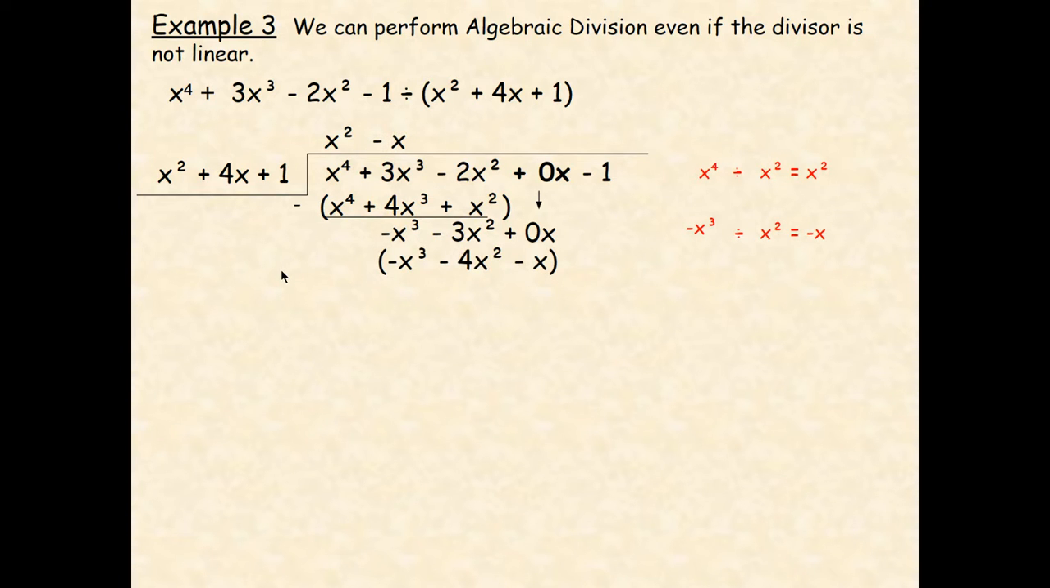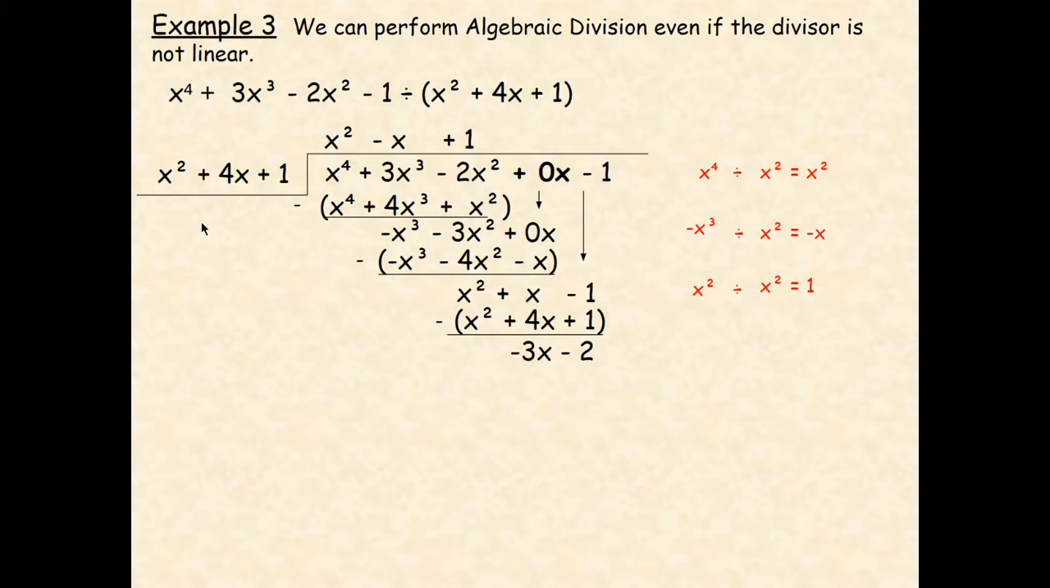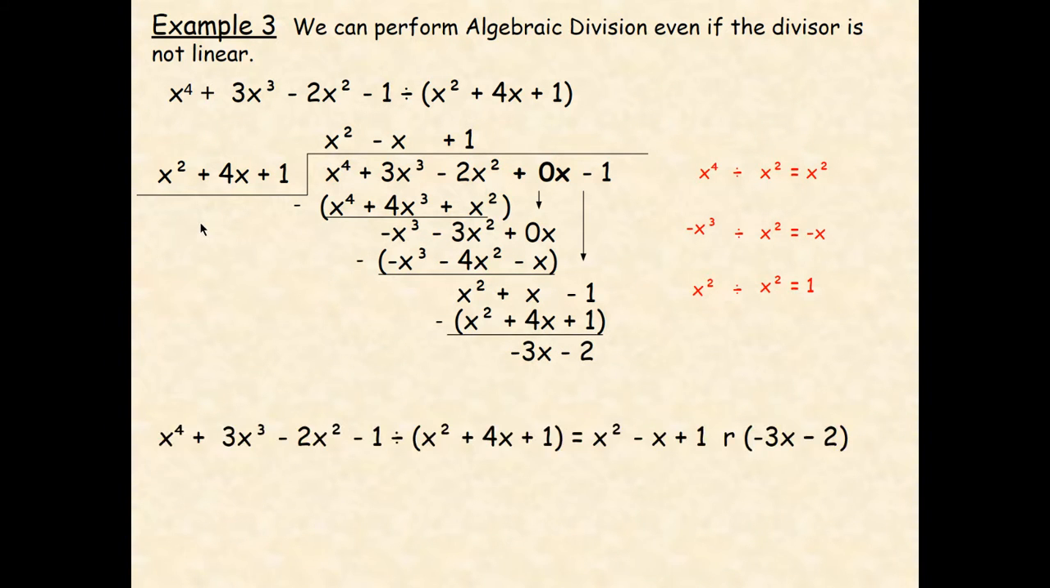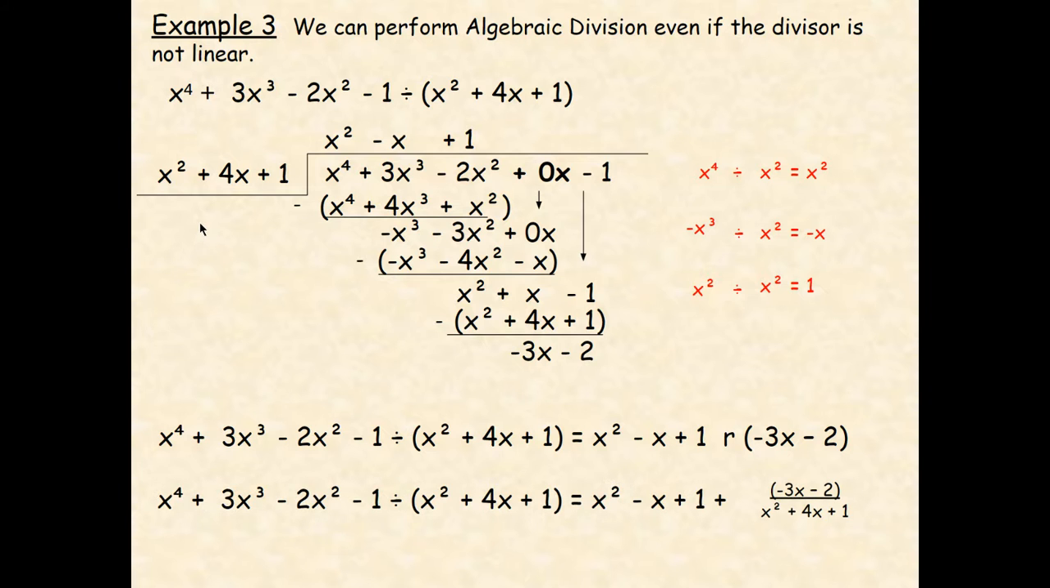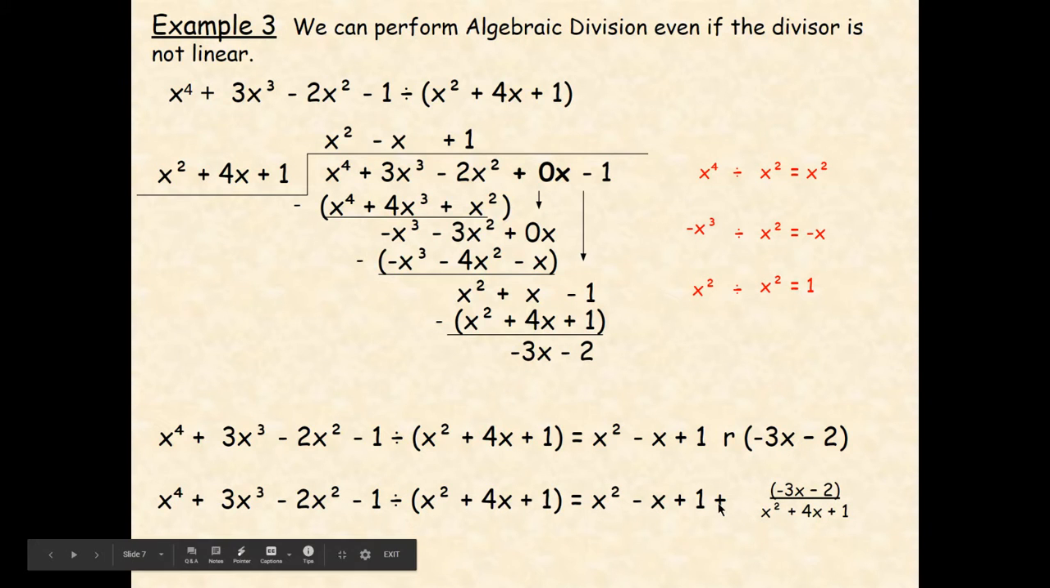Multiplying by negative x and subtracting. Putting that onto our next term. Dividing x squared by x squared gives us our quotient of 1. Multiplying by 1, subtracting, and we get that as our remainder. So we can say that it's x squared minus x plus 1, remainder negative 3x minus 2, or putting it into fractional form, and with all these negatives there it could be written with a minus there, and then making these positive.